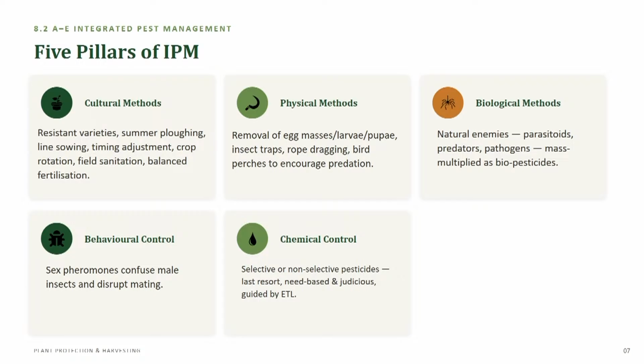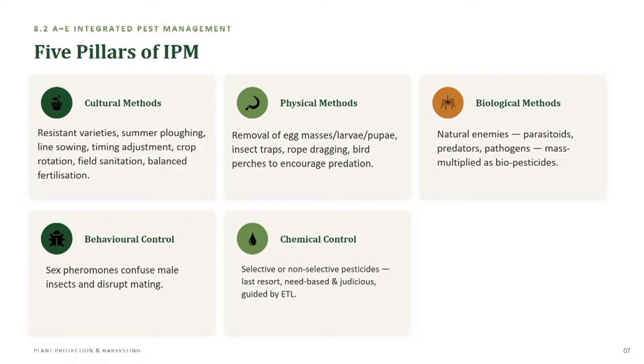In case of the biological method, there are several types of natural enemies to various types of bacteria, viruses as well as nematodes. Here we should use such natural enemies to control our pests. Both parasitoids as well as predators can be used, and also we can go for the use of biopesticides, which are made from biological organisms.